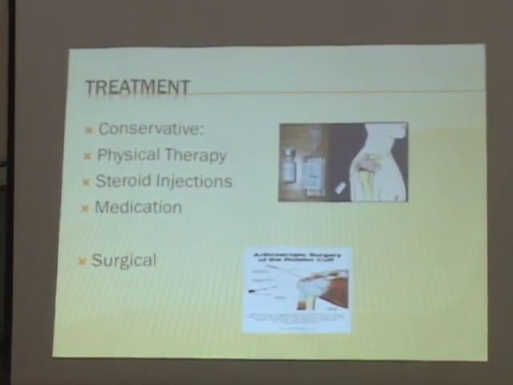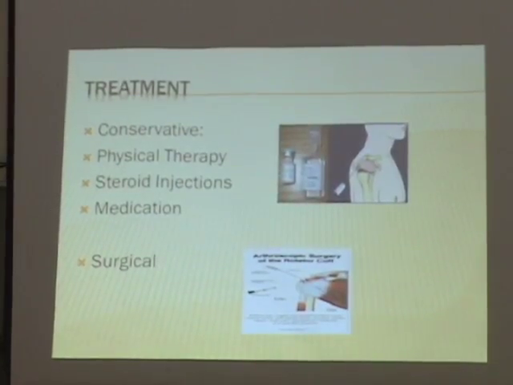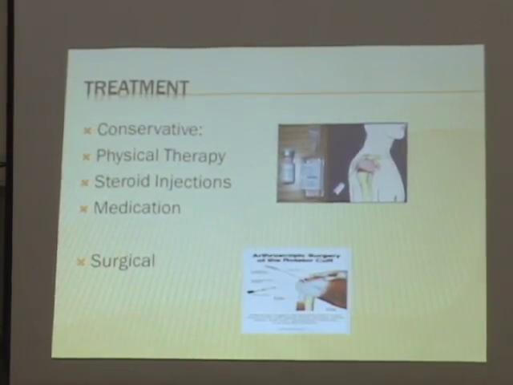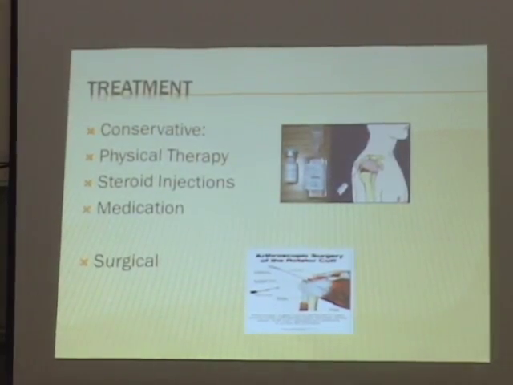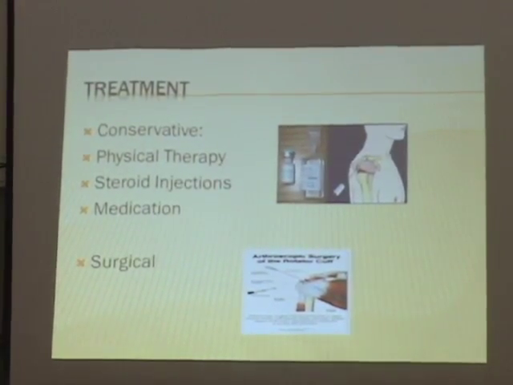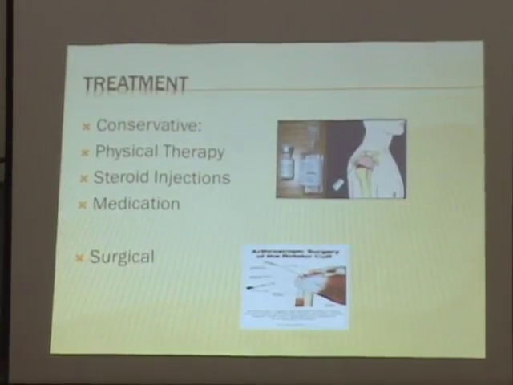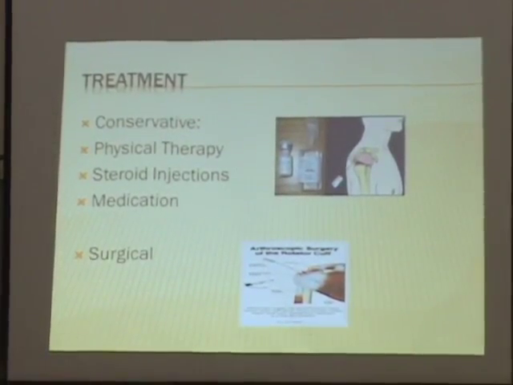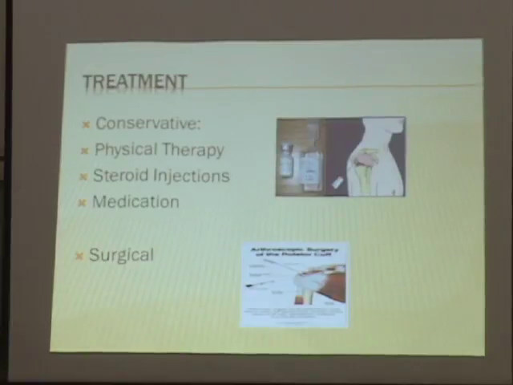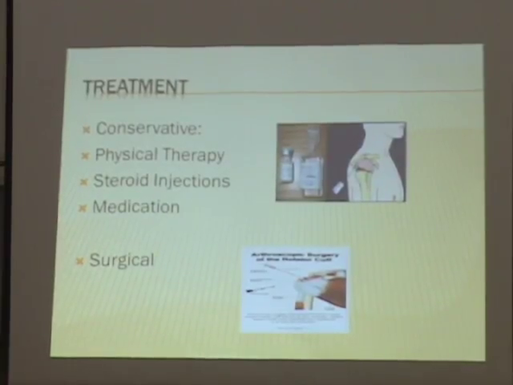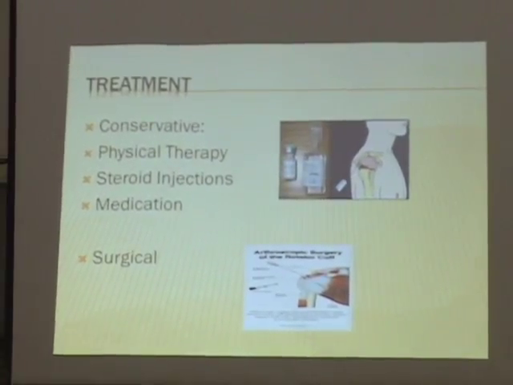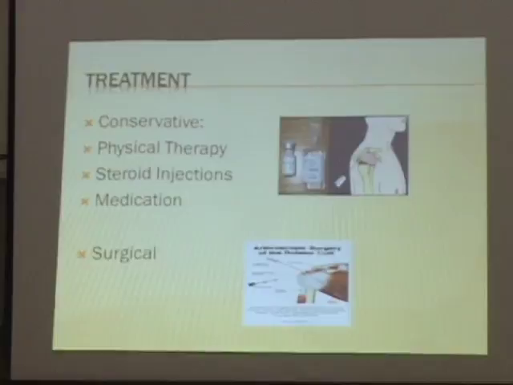But there is a limit to how many injections, usually a max of 3 injections per year per area, okay? More than that is not good for the joint. Medication can help too, anti-inflammatory, pain medication, maybe a muscle relaxer if the pain is severe. And then if that doesn't work, obviously surgery, after you've had diagnostic imaging done.